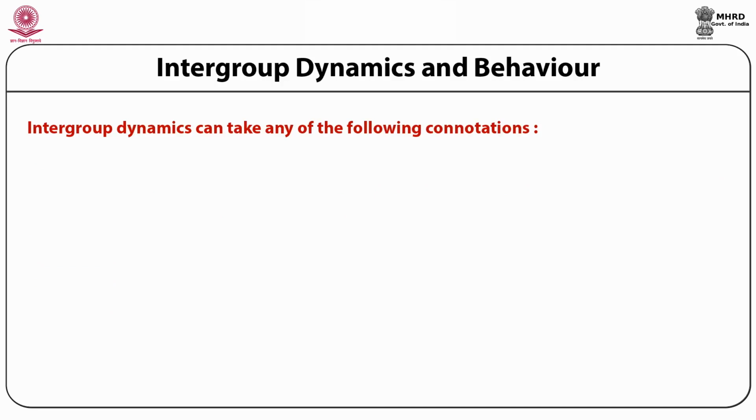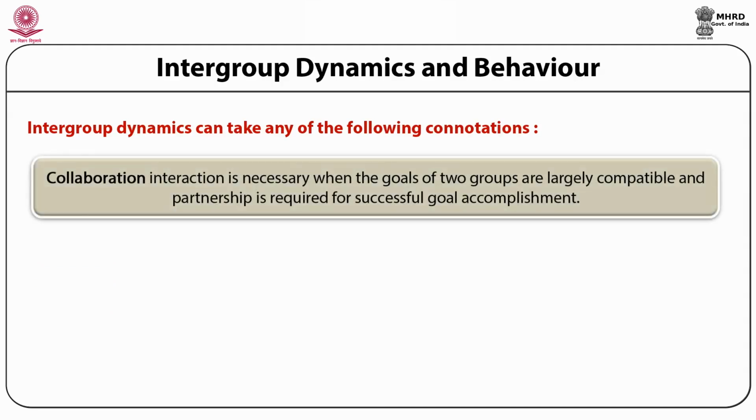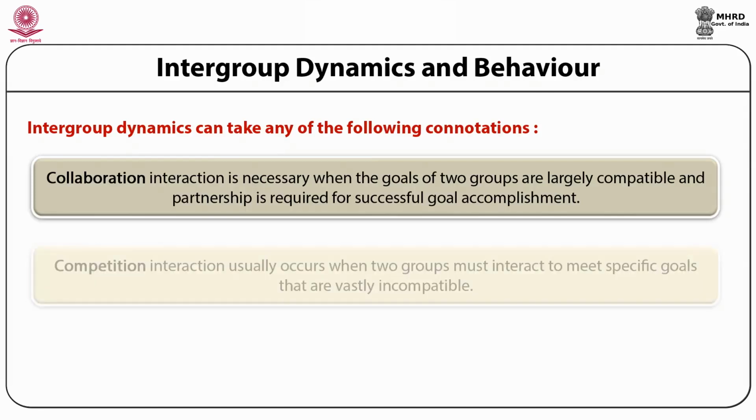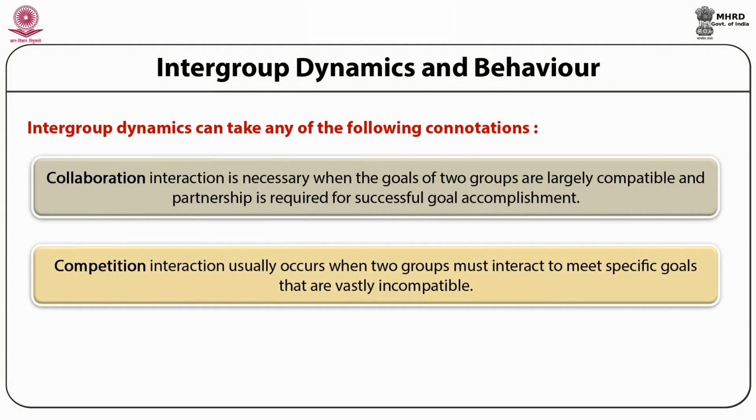While the third connotation, collaboration, is necessary when the goals of two groups are largely compatible and partnership is required for successful goal accomplishment. On the other hand, the intergroup dynamics can be competitive in nature also. This competition interaction usually occurs when two groups must interact to meet specific goals that are vastly incompatible.